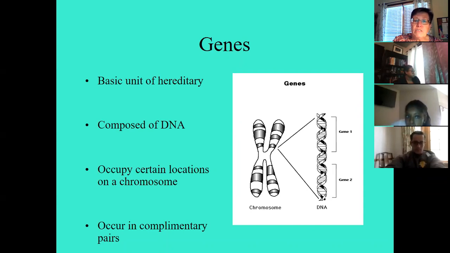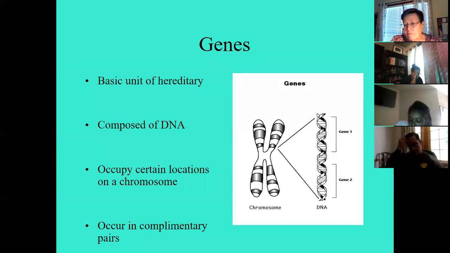If we look at a chromosome, here's an illustration of a chromosome. This central portion of the chromosome is the centromere. And then we have supercoiled DNA in the chromosomal proteins, and that's what makes up the entire chromosome. Well, certain segments of DNA that occur in very specific locations on the chromosomes are the genes. And your genes occur in complementary pairs. You get one gene from your father, you get one gene from your mother. So for example, for hair color, you may have a gene from your mother for blonde hair and a gene from your father for dark hair.